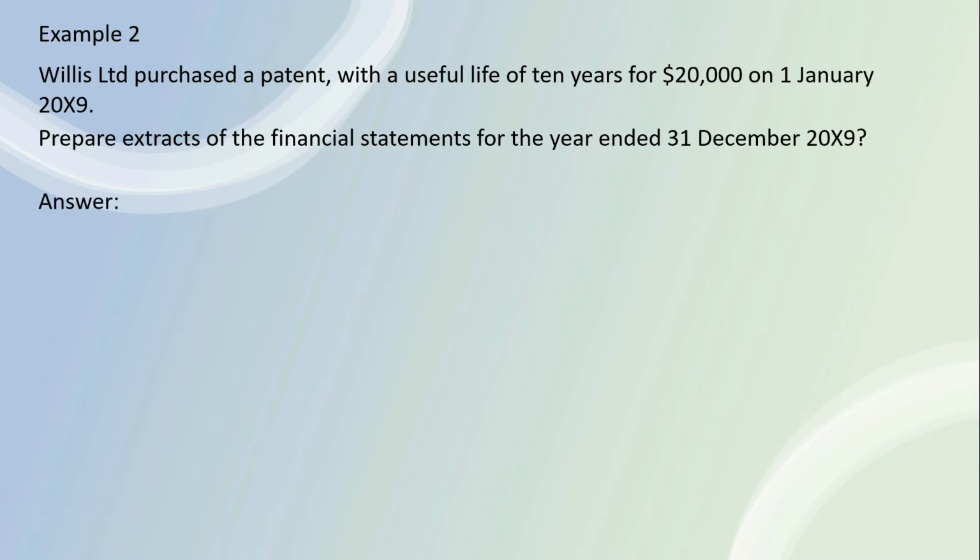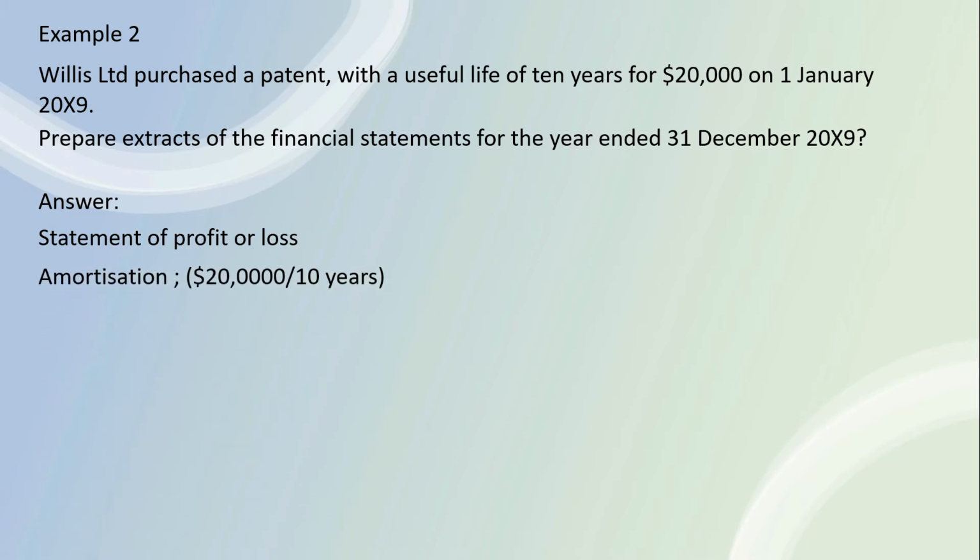As for the statement of profit or loss, the amount reported is the amount amortized for the first year. You divide $20,000 by 10 years, so you will get 2,000. This amount you will debit to amortization expenses, and the credit is to accumulated amortization.